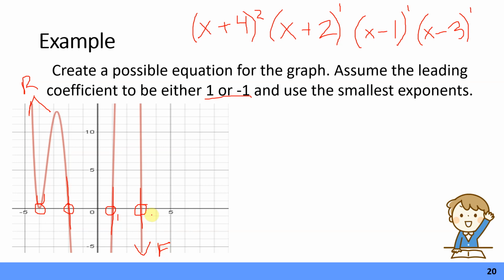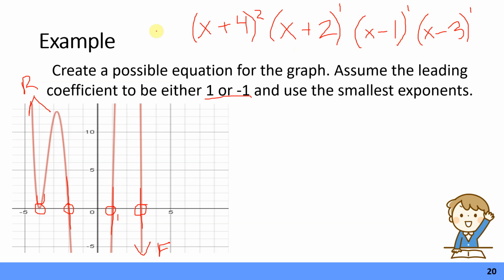So go ahead and look at your table. When does a graph rise to the left and fall to the right? That only happens when you have an odd degree, which we have, right? 2, 3, 4, 5. So we have an odd degree. But what does your chart say? The leading coefficient has to be negative.